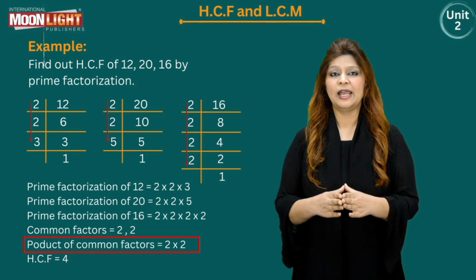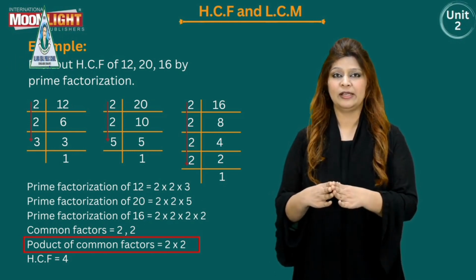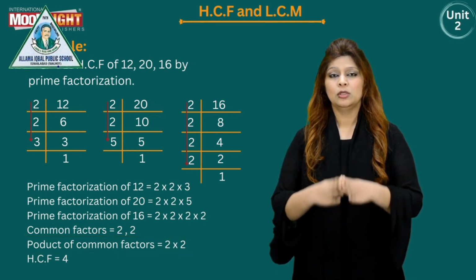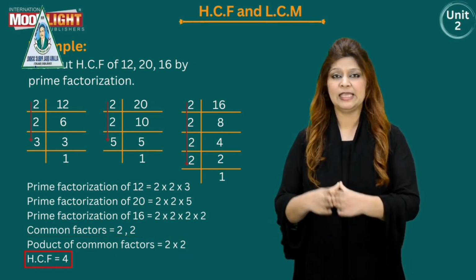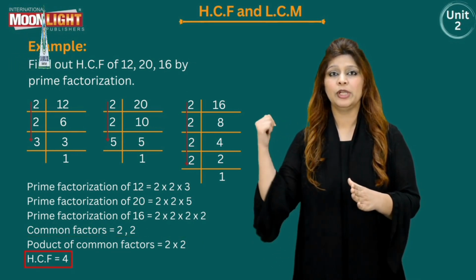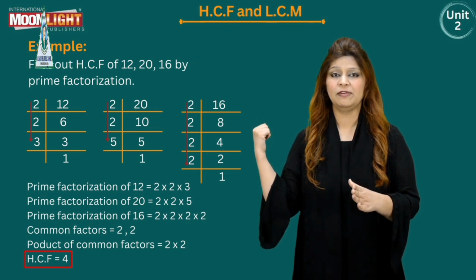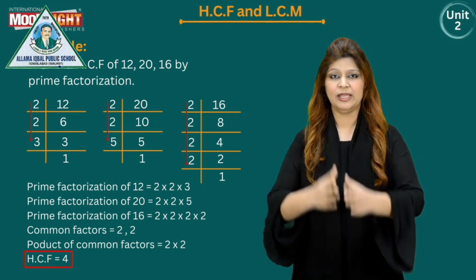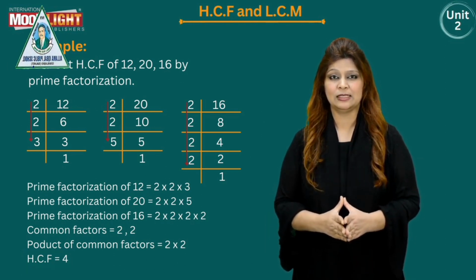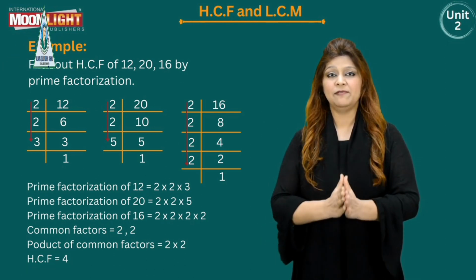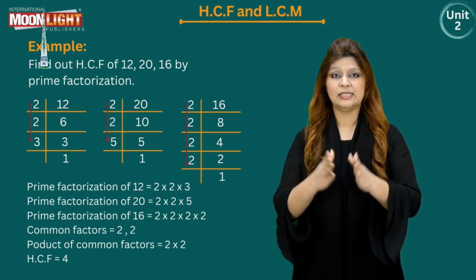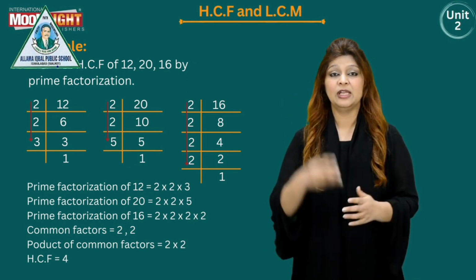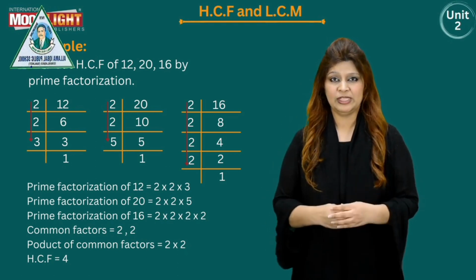Now I will write product of common factors is equals to 2 multiplied by 2. Now I will write HCF is equals to 2 into 2 is 4. So I will write 4 over here and put it in a box to make it a prominent answer. So in this way we are going to find the HCF of given 2 numbers of 2 digits and given 3 numbers of 2-digit numbers.